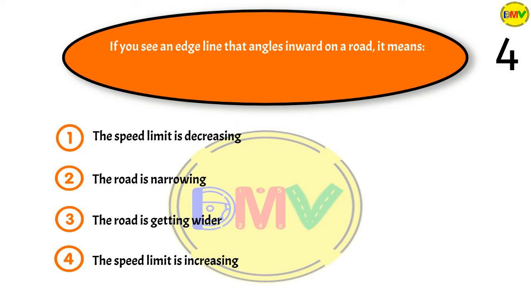Question 4. If you see an edge line that angles inward on a road, it means: 1. The speed limit is decreasing. 2. The road is narrowing. 3. The road is getting wider. 4. The speed limit is increasing.